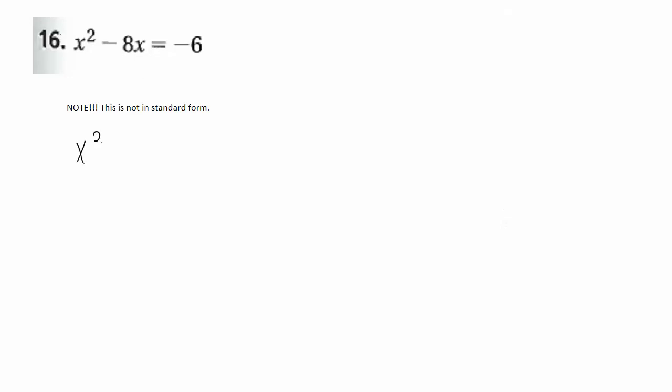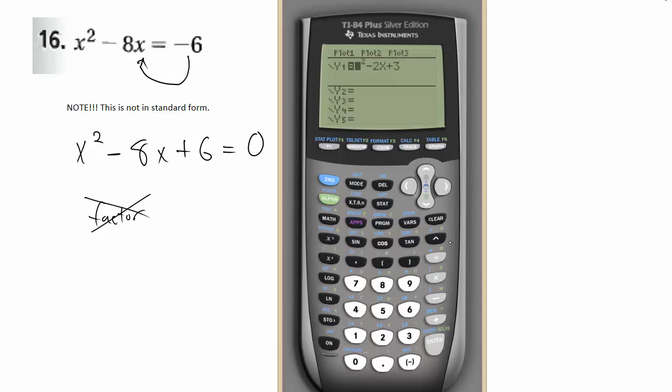But I can't. To use the quadratic formula, you have to have your equation in standard form. That 6 has to be hanging out with everybody else. You have to have a quadratic expression equal to 0, and to move the 6 over, you just add 6 on both sides. I can try to factor it, but I'm pretty sure this can't be factored.